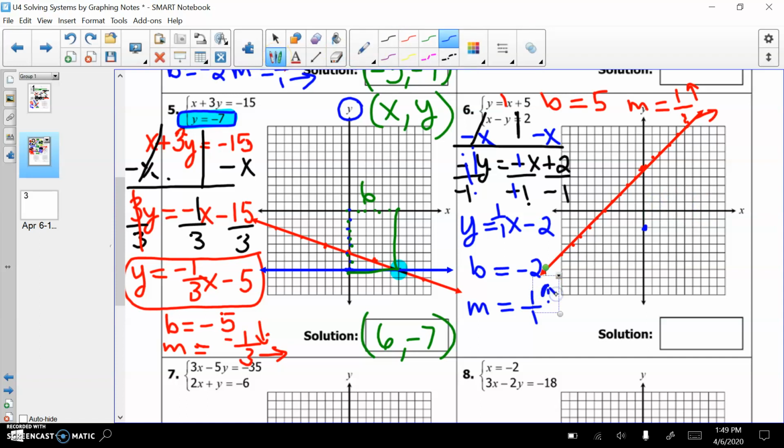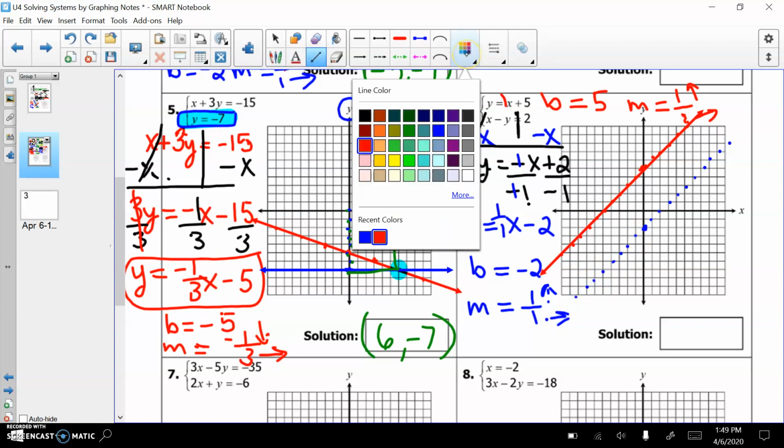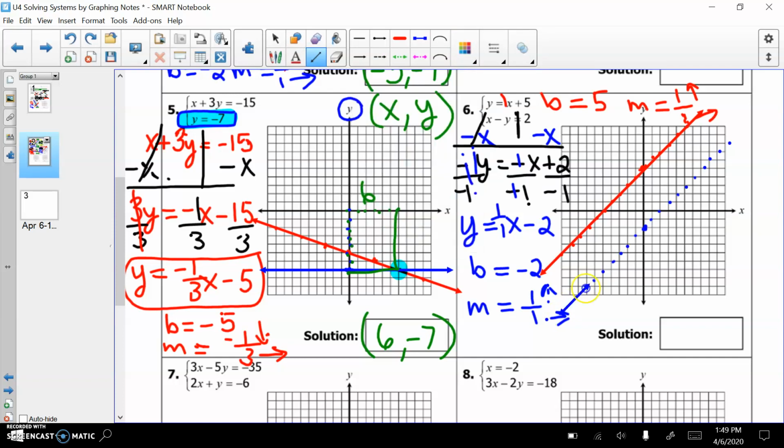So you're going to go up 1 to the right 1. Okay, so I'm going to go up 1 over 1, up 1 over 1. Keep following that pattern until you run out of graph. And I'm sure you guys can kind of see what's happening with this one. All right, then you're going to do the opposite and go the other way. All right, just got to draw your little fancy line like that.